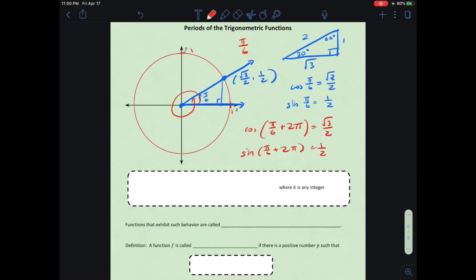So to generalize this, if I want to find sine of some angle plus some multiple of 2 pi, this is simply equal to sine of the angle itself. And if I find cosine of an angle plus some multiple of 2 pi, this is going to simply equal cosine of theta. And if you remember, we had our discussion on coterminal angles, right? Which are angles that have the same terminal side. And we talked about how trig values at coterminal angles are the same. And so this falls in line with what we said about coterminal angles. And so functions that exhibit this kind of behavior are called periodic functions.